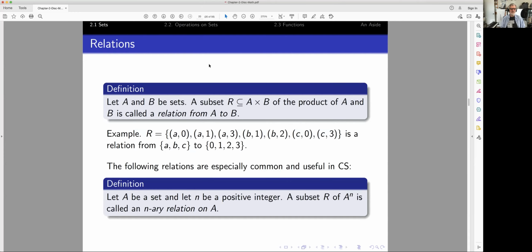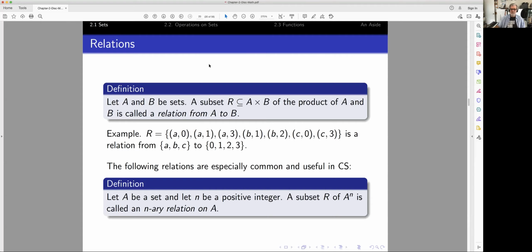Relations. Man, this is not the most exciting math. But what can you do? We have to define our terms. So, okay, relations. If I want to talk about functions, I have to talk about relations, and for relational databases too. Okay, so what's a relation?